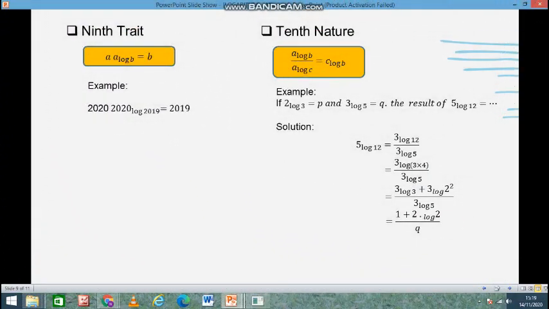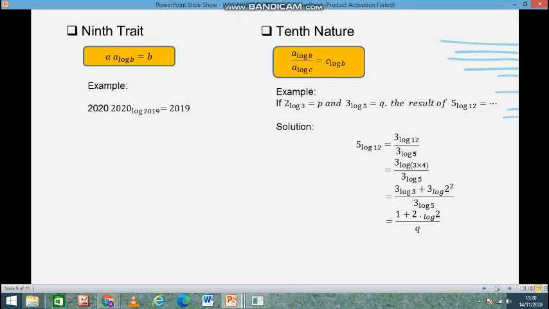And finally, 10th, write: a log b divided by a log c equals c log b. When a logarithm is divided by a logarithm with the same base, it can be seen as switching the lower logarithm to the top logarithm.